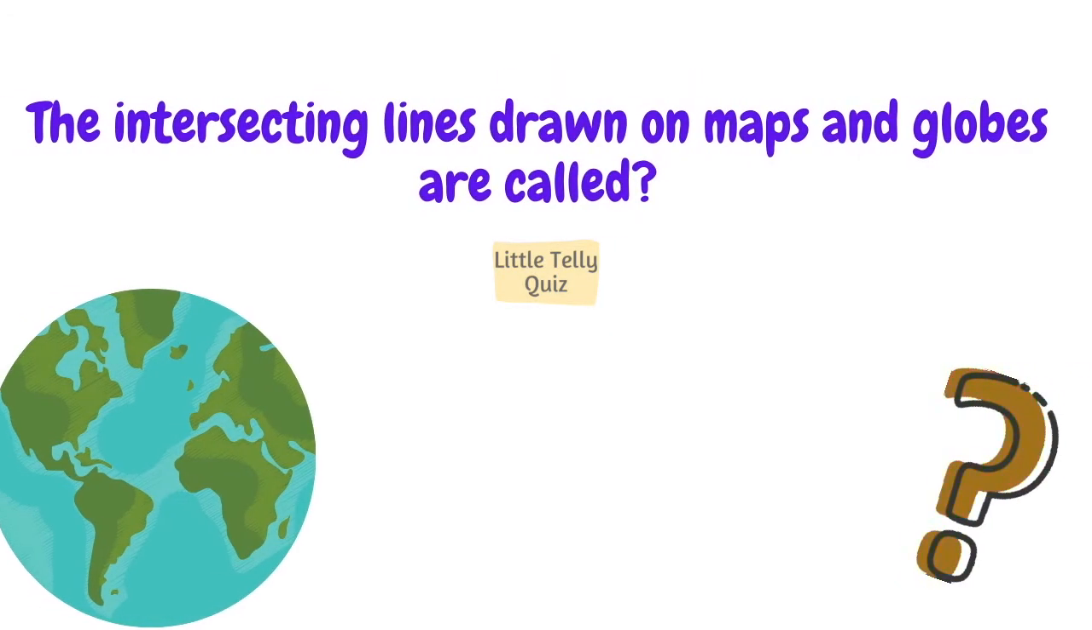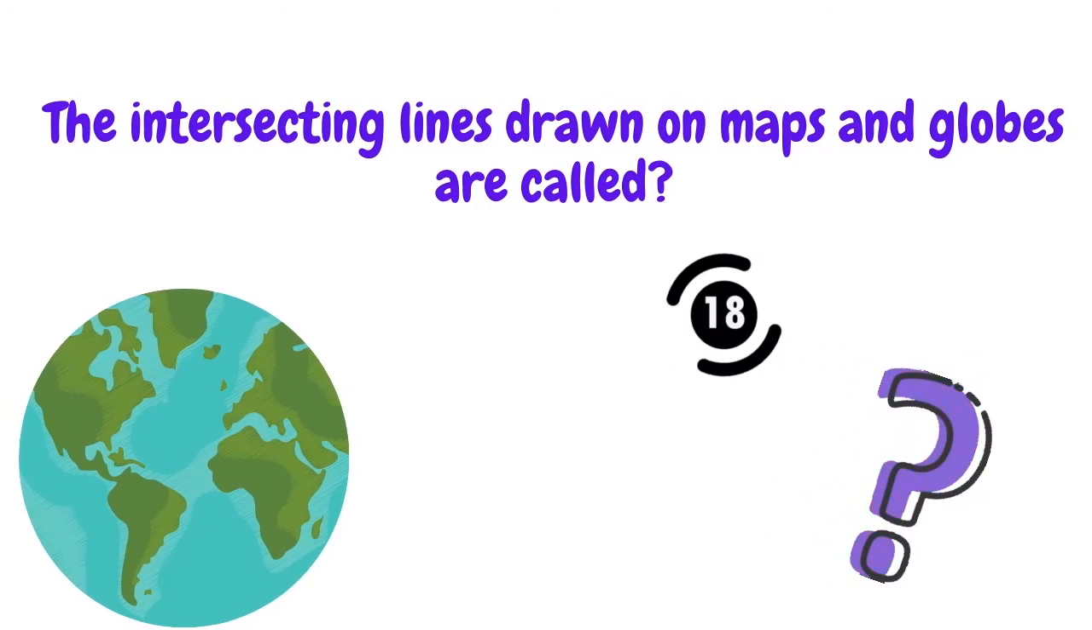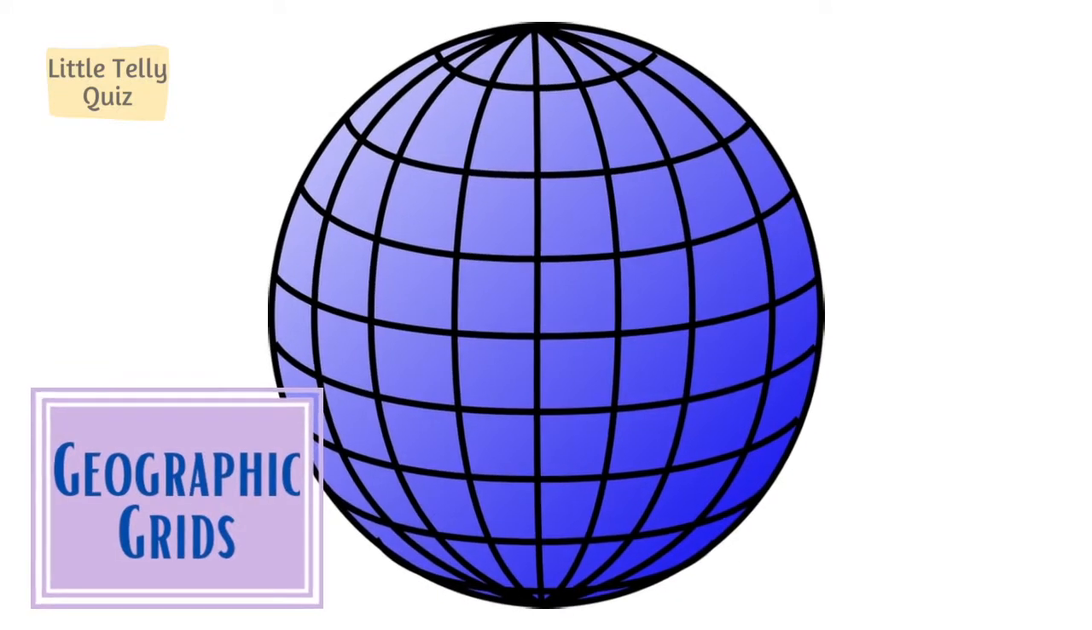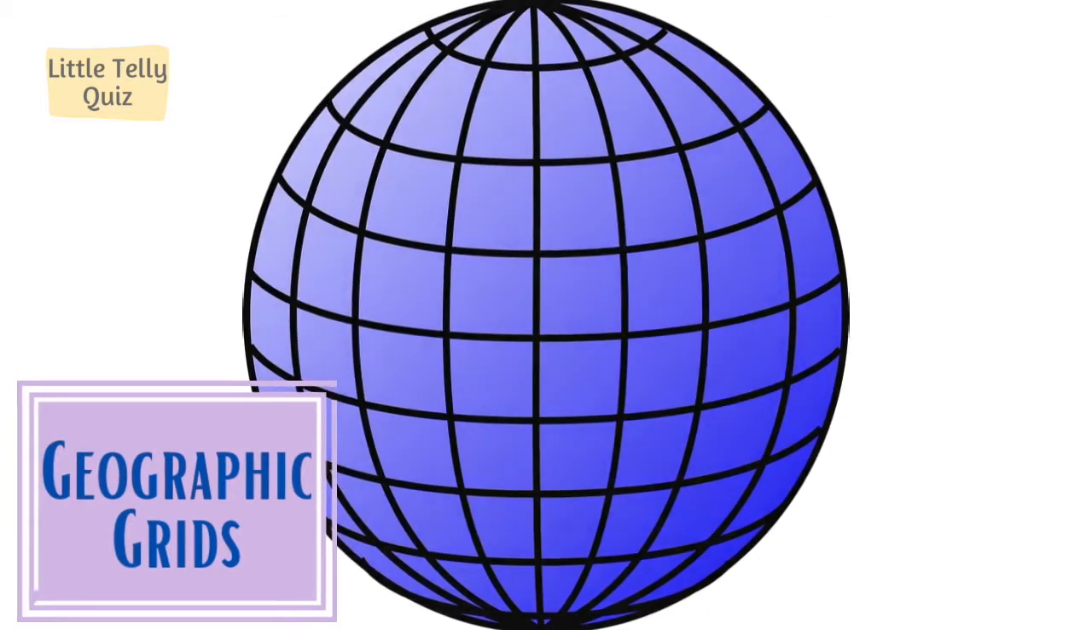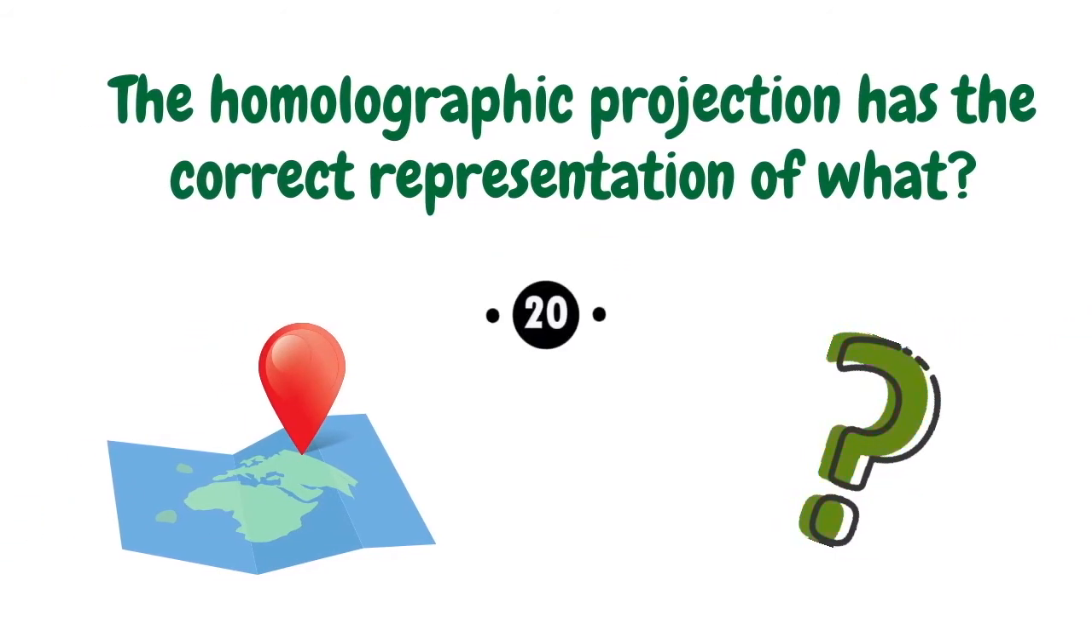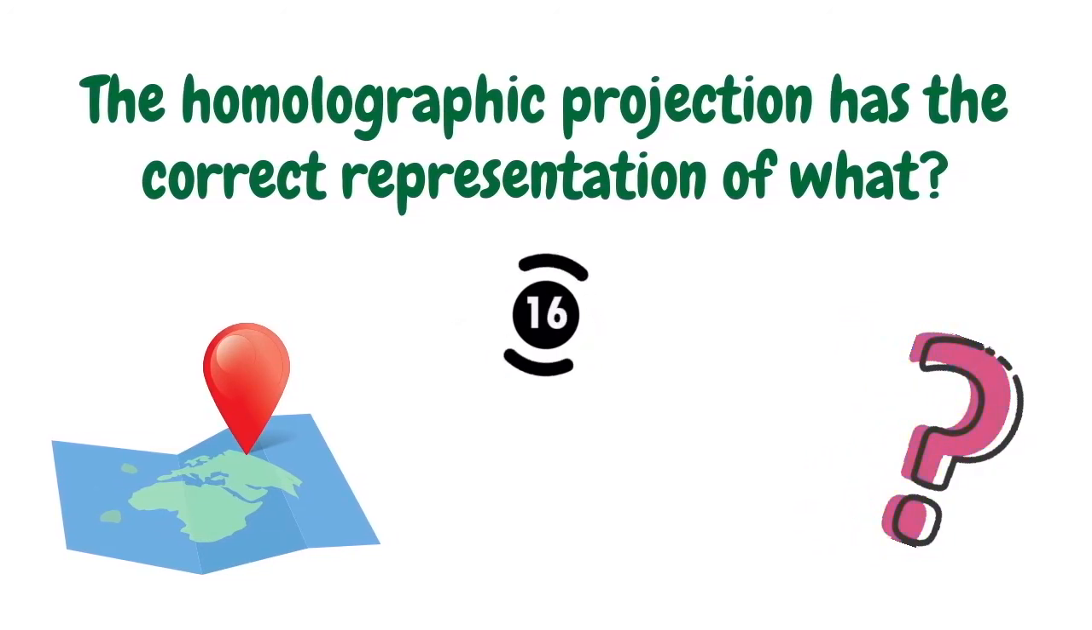The intersecting lines drawn on maps and globes are called... The answer is geographic grids. The homolographic projection has the correct representation of what? The answer is area.